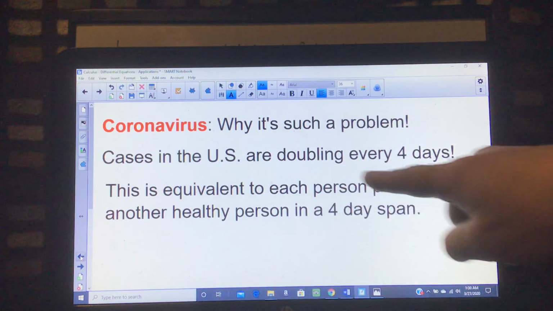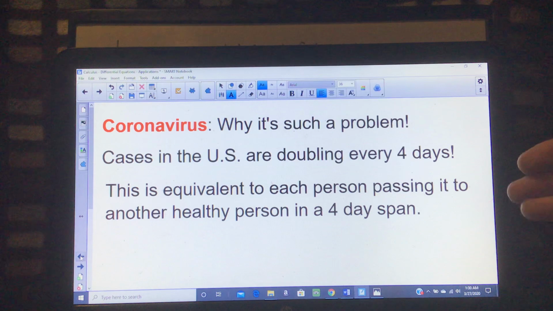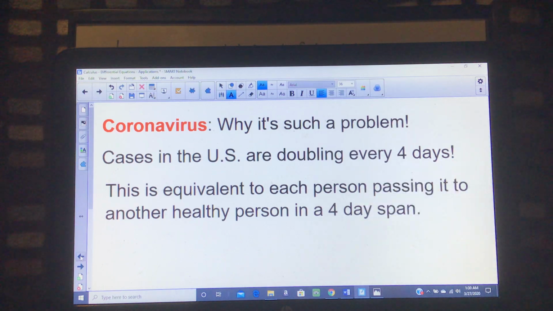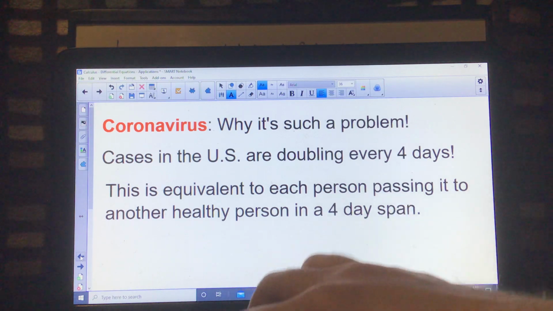Now, obviously, as it's passing, this is on average. One person may not pass it to anybody, another person may pass it to 5 people. But for it to double every 4 days, it's equivalent to this. We could say that every person who has it has given it to another person within 4 days. So 4 days later, there's basically double the number of people who have it.